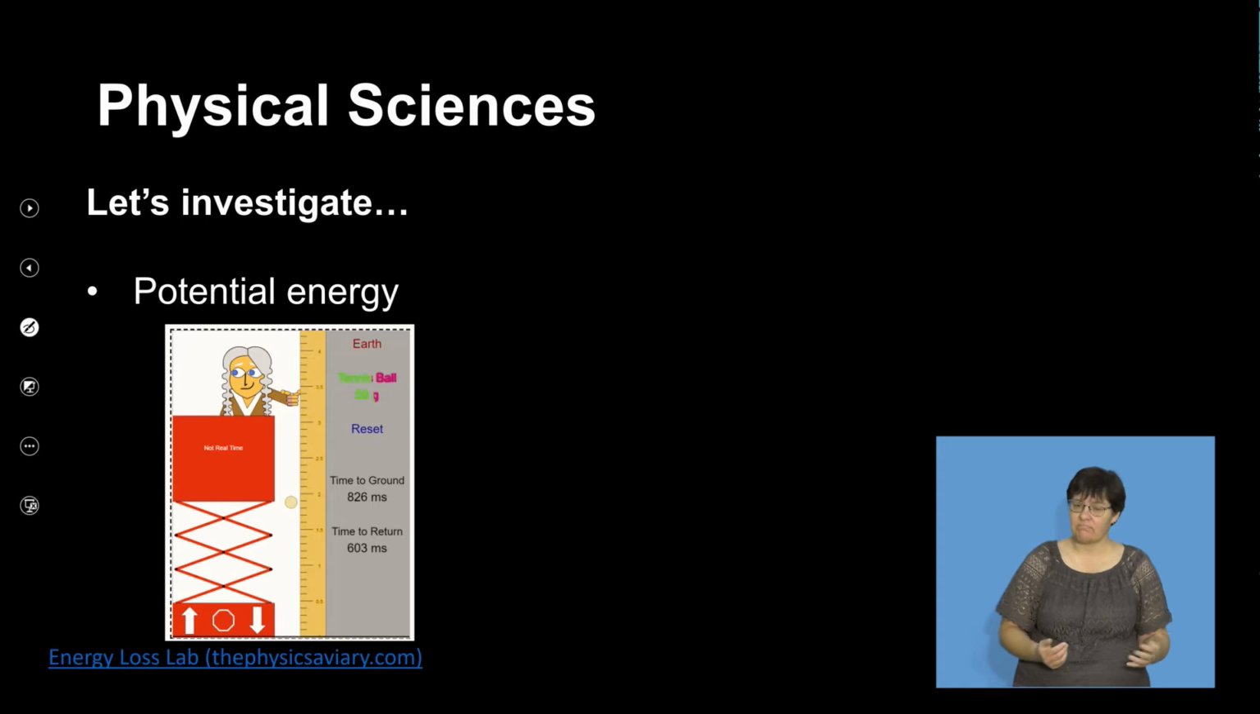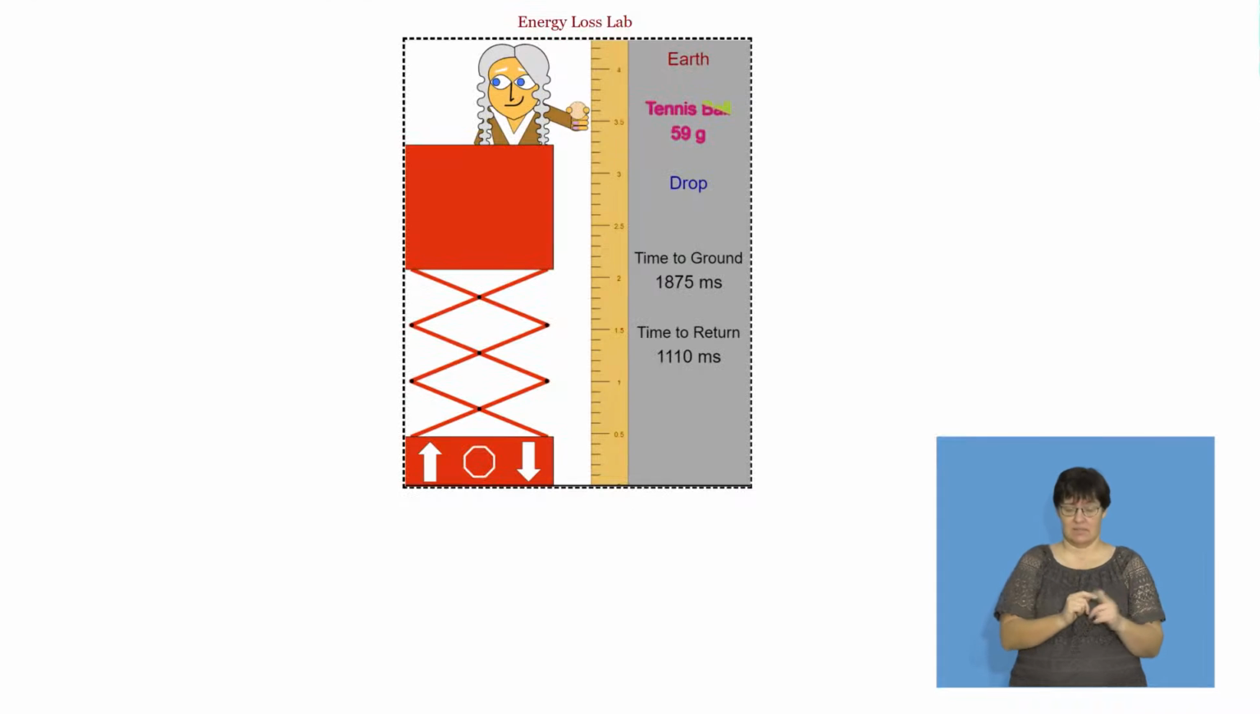Let's look at potential energy. And again, I've got something to show you, but we're going to do some calculations with it. So I'm going to get that slide ready. And here we go. So here we have a scientist who is going to drop a ball from a height. At the moment, it's at 3.6 meters above the ground.